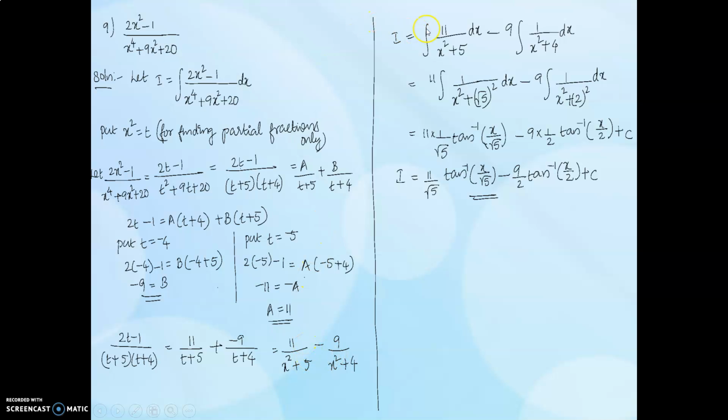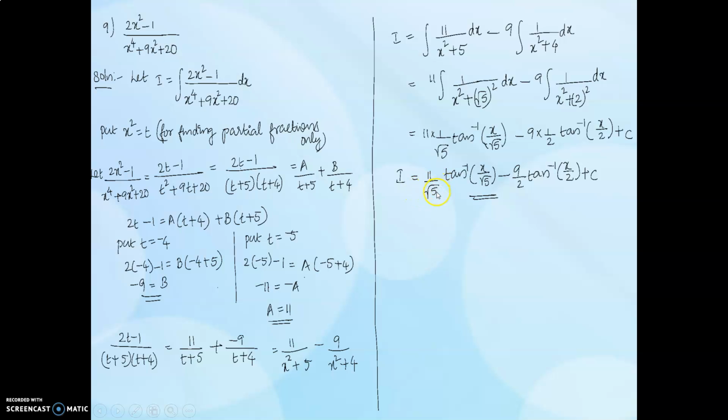Now you will integrate. So I is equal to integral 11 upon x square plus 5 dx minus 9 into integral 1 upon x square plus 4 dx. So 11 you can take it out. So integral 1 upon x square plus root 5 whole square dx minus 9 into 1 upon x square plus 2 square dx. So you can apply the formula integral 1 upon x square plus a square dx, that is 1 upon a tan inverse x upon a plus c. So 11 into 1 upon root 5 tan inverse x upon root 5 minus 9 into 1 upon 2 into tan inverse x upon 2 plus c. So that is the answer for this question.